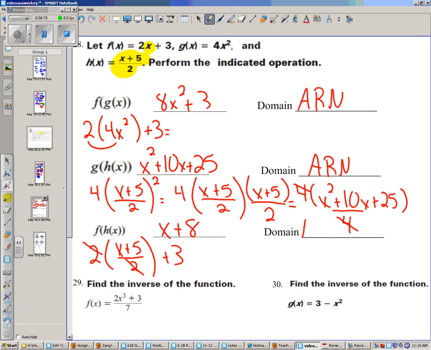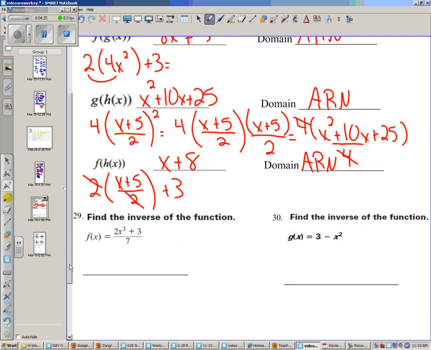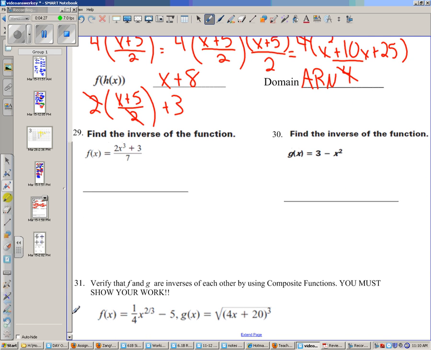So again, no issues, all real numbers is your domain. All right, let's go to the inverse functions. Remember to find the inverse, you simply always switch x and y around. So f of x is y in both of these, and so what I'm going to do is switch the place of x and y.